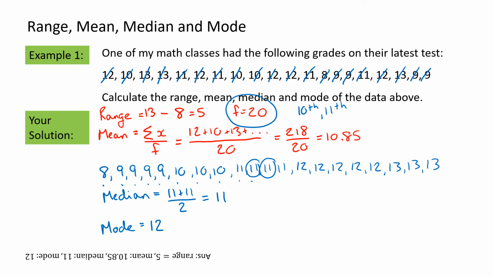So what you're seeing here is us doing this by hand. This is also something that can be calculated using Microsoft Excel.